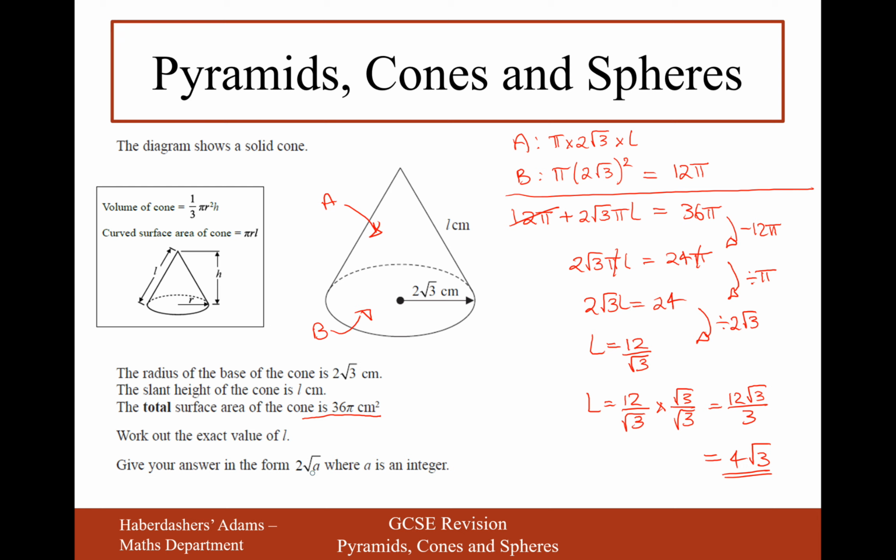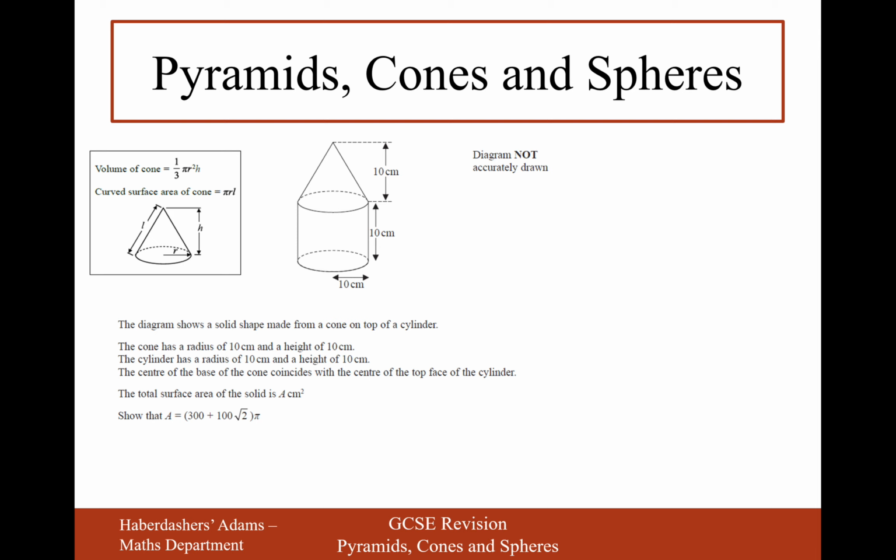It says to give your answer in the form 2 root a, so we need to put a 2 in there. So 4 root 3 is equal to 2 root 12. It's a bit of a strange way of putting it, but there we are. That's our final answer: 2 root 12 is the answer to this question. Okay, let's move on to the next one. Pause the video and give this one a go.